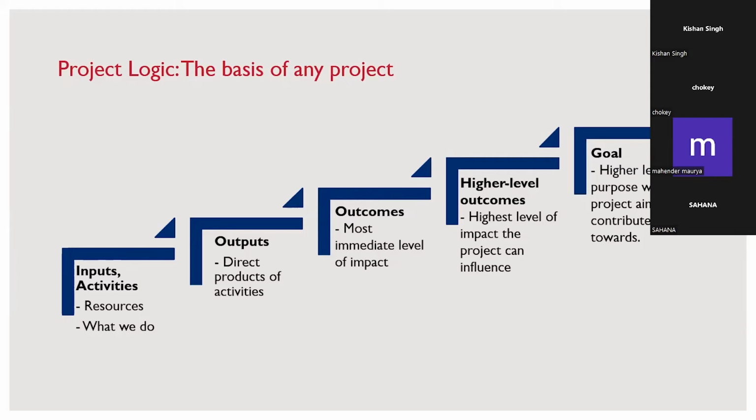Outcomes, in this case, we've defined as the most immediate level of impact. This is when you start to address an identified problem. Any project starts from a problem statement, and this is where you start chipping away at the problem and trying to make a clear change to individuals, groups, communities, or institutions. And higher level outcomes here is defined as the highest level of impact that the project can influence.